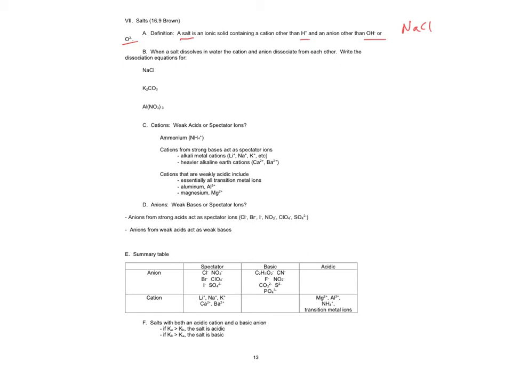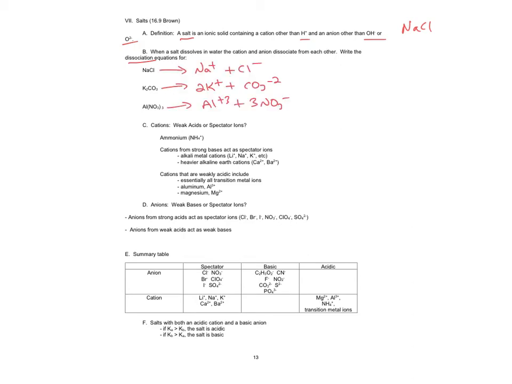Well, sodium chloride, potassium carbonate, and aluminum nitrate are all readily soluble in water, and therefore they dissociate. So real quickly, pause the lecture now and write the dissociation of all of these 3 salts as to what they do when they are placed in water.